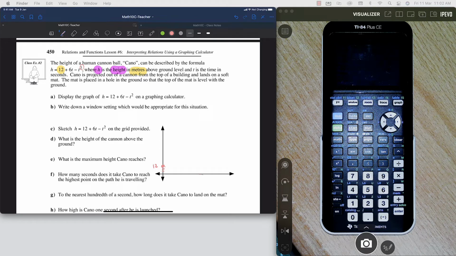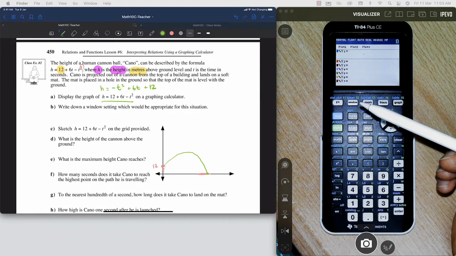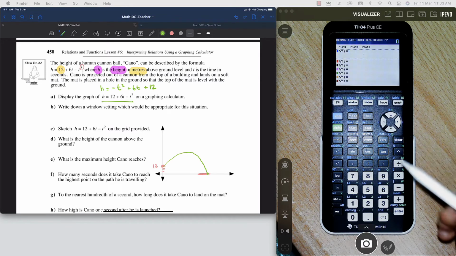So somewhere down here, there's a mat, and basically they're going to shoot the ball. Cannonball, it's going to go up and reach a peak, and then it's going to come down and end up right there, apparently. Now, you can see that this formula right here, we can rewrite that as h equals negative t squared plus 6t plus 12, and we can punch that in the calculator, but either way that you punch it in is going to be fine. I'd probably go with the original one, just in case I made a mistake doing the conversion into that standard format.